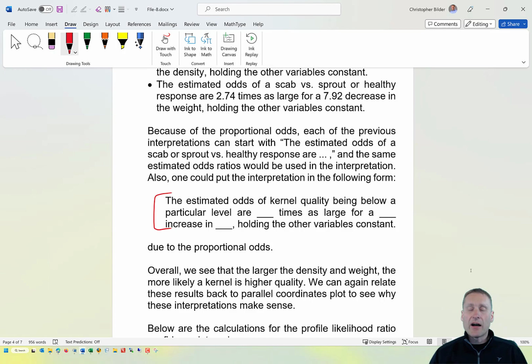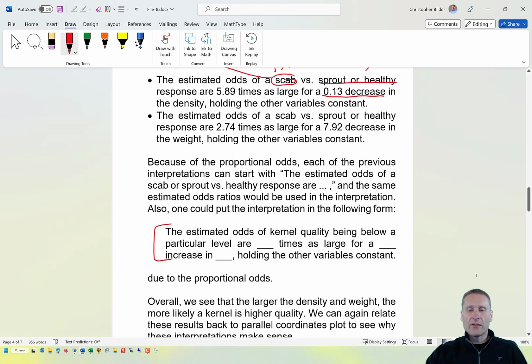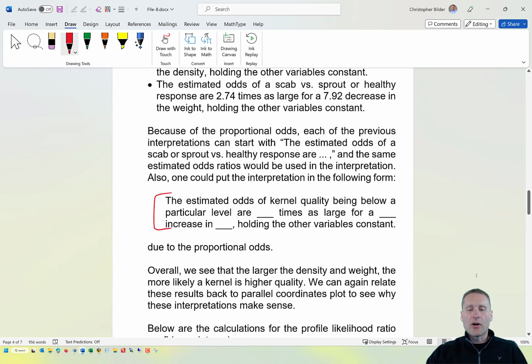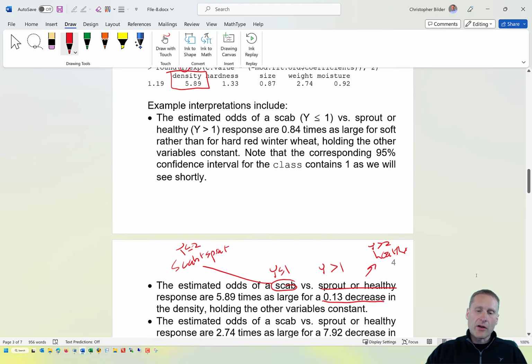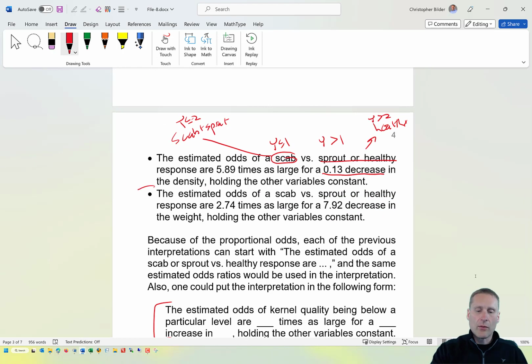The estimated odds of kernel quality being below a particular level, where I don't state what that level is, are 5.89 times as large for a 0.13 decrease in the density level, holding the other variables constant. So I also give additional interpretations here corresponding to class and also for the weight variable. Make sure you read those.